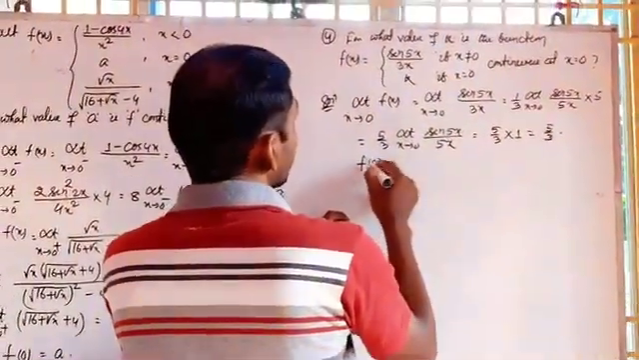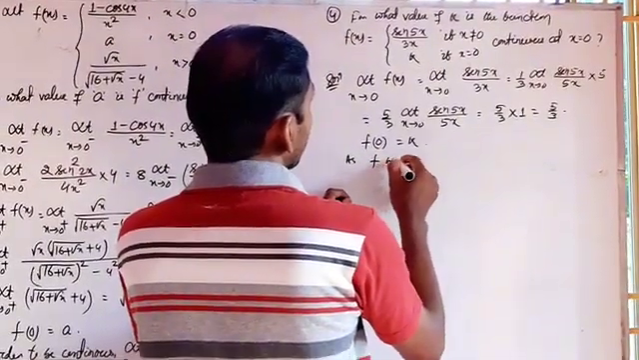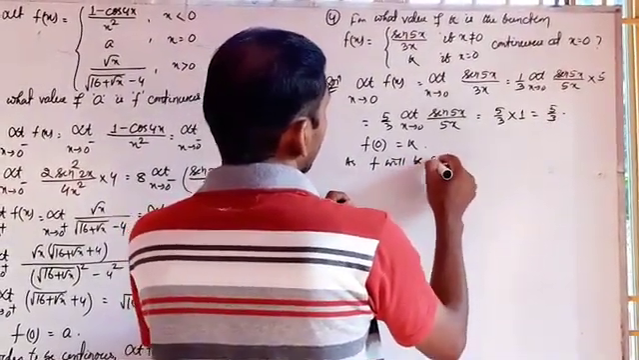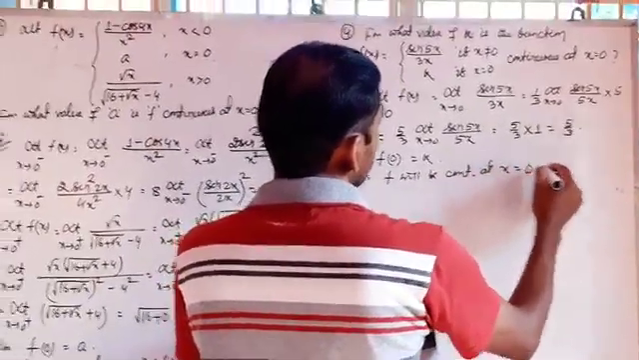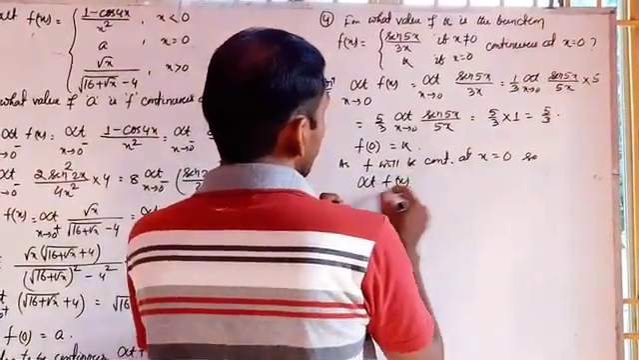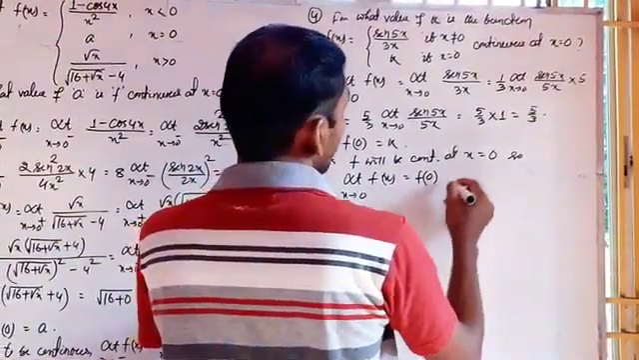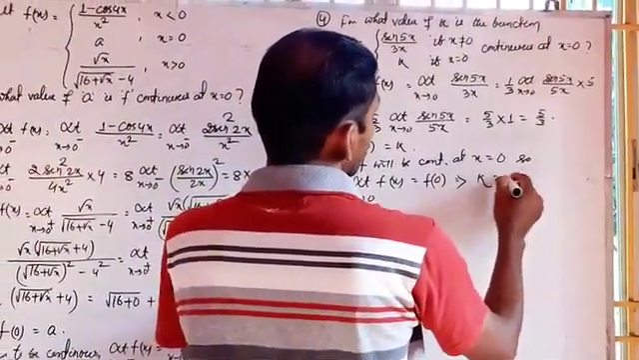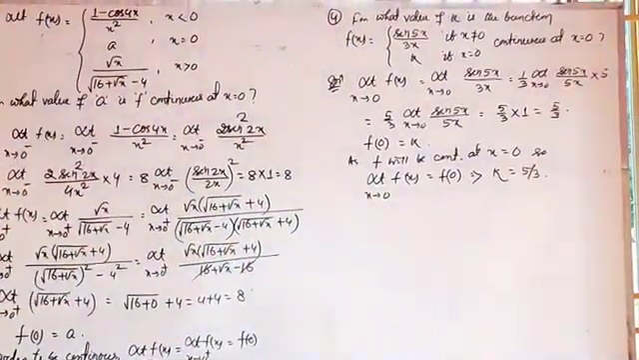And f of 0 is what? K. So f will be continuous at x equal to 0. So what will be the condition? Limit of f of x, x tends to 0, must be equal to f of 0. This implies k must be equal to 5 by 3.